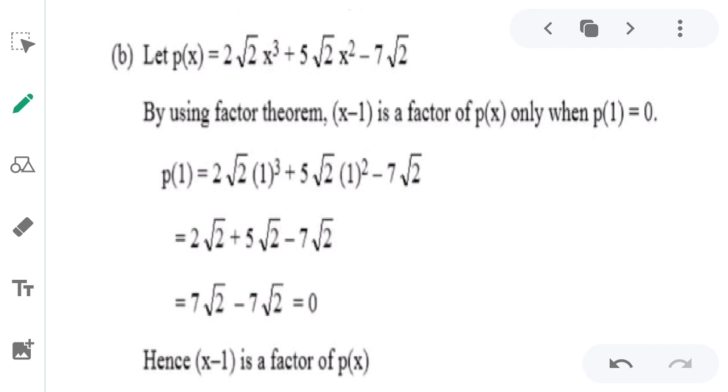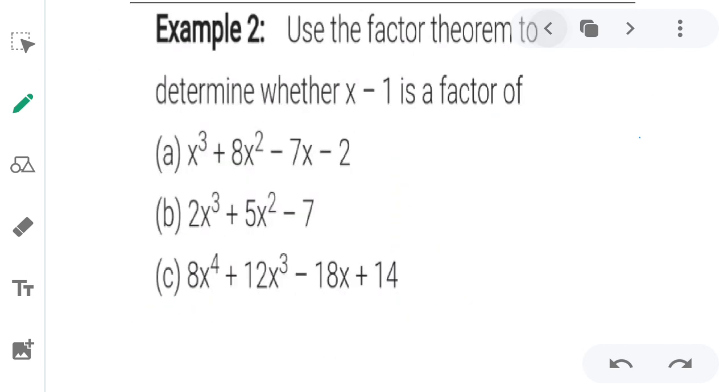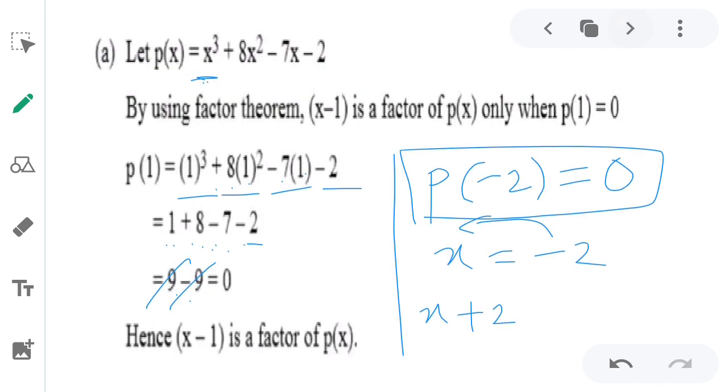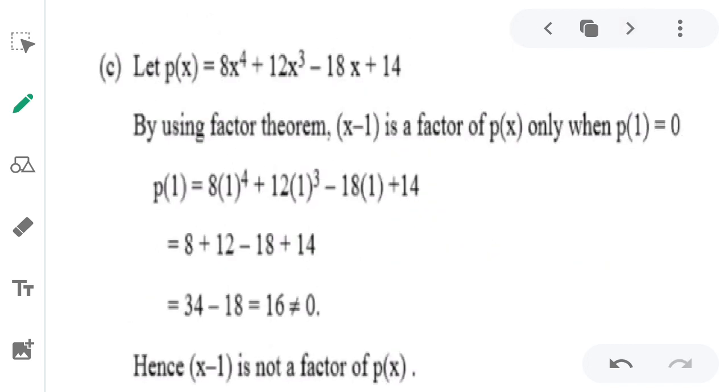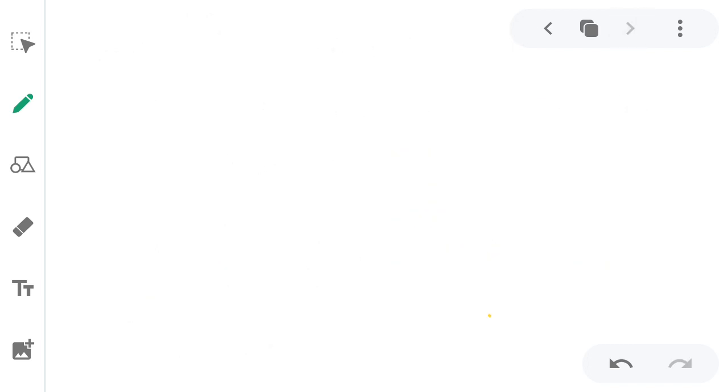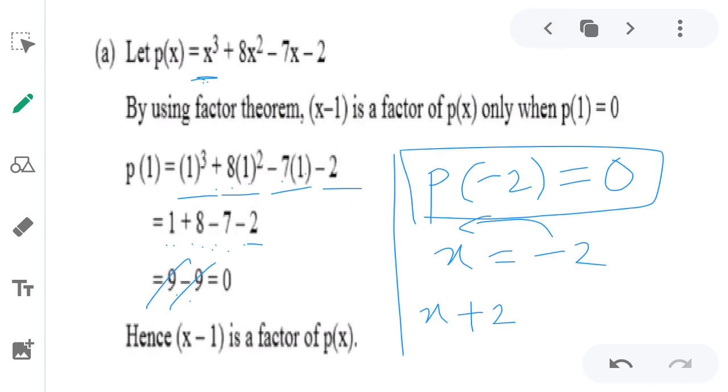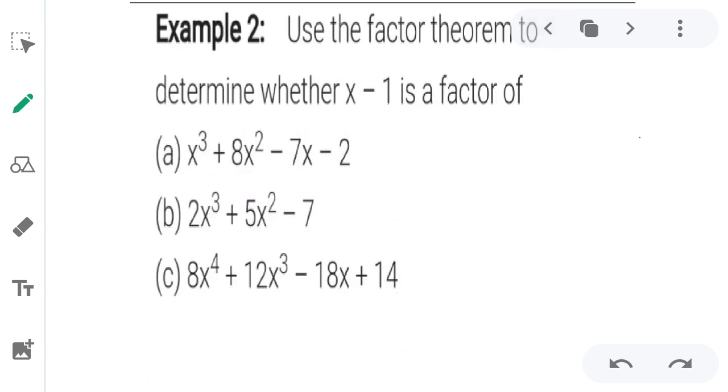Let p of x equal to 2x cube plus 5x square minus 7. Now let us check for this one. So x minus 1 equal to 0, the first step is to check x minus 1 equal to 0, then x equal to 1.